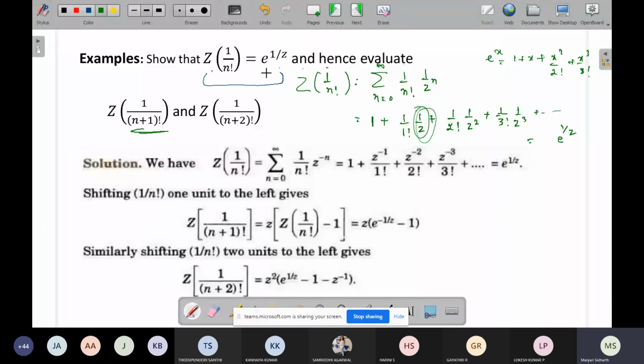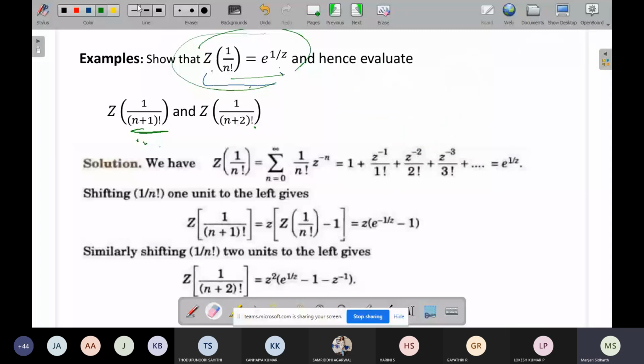Now, hence evaluate this. When it says hence evaluate, that means you need to use this to find this and this. Don't use the definition. First we show this and then we will find this. So let's find. Now un is 1 by n factorial. We need to find un plus 1. Un plus 1 is nothing but 1 by n plus 1 factorial.